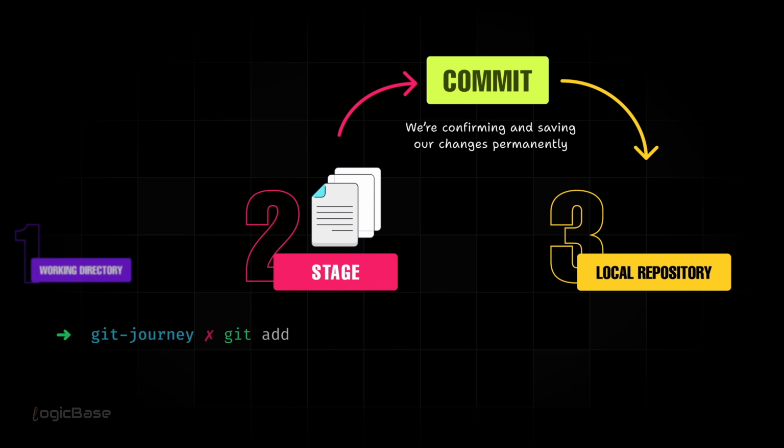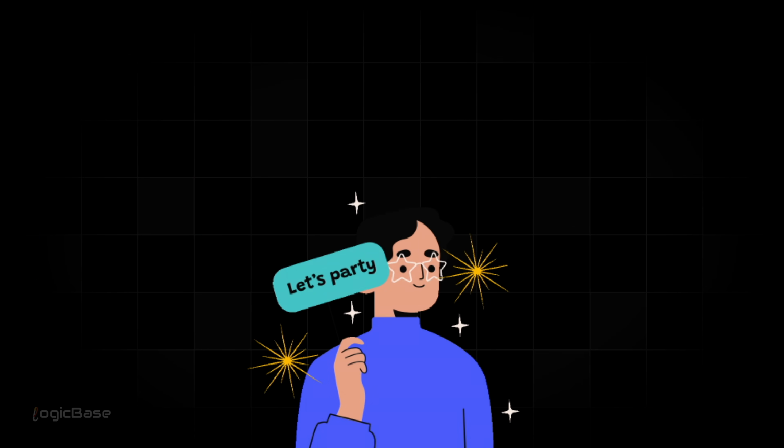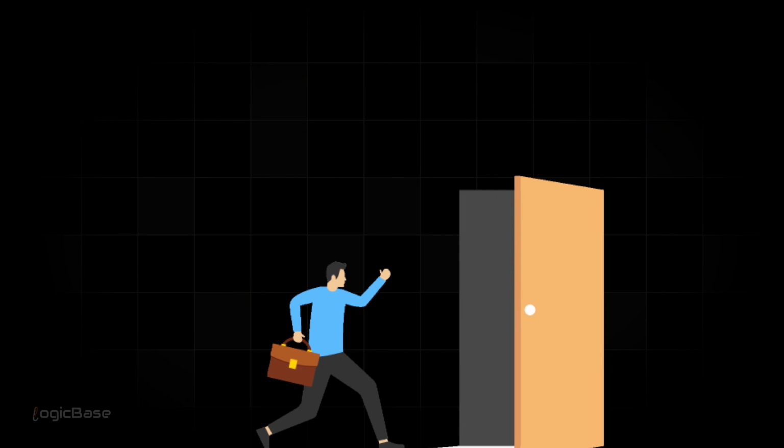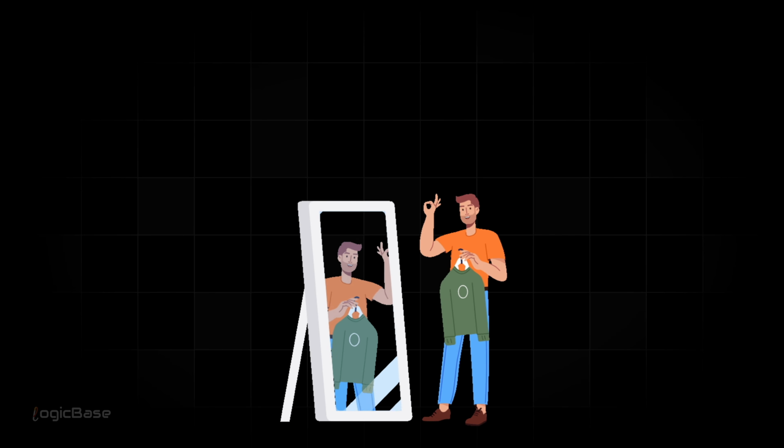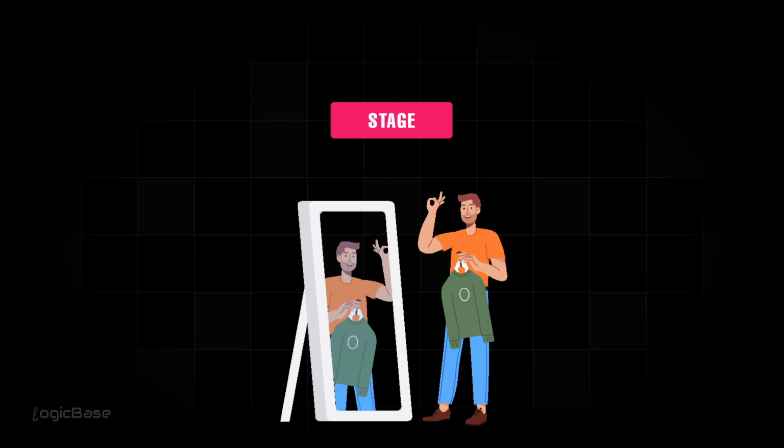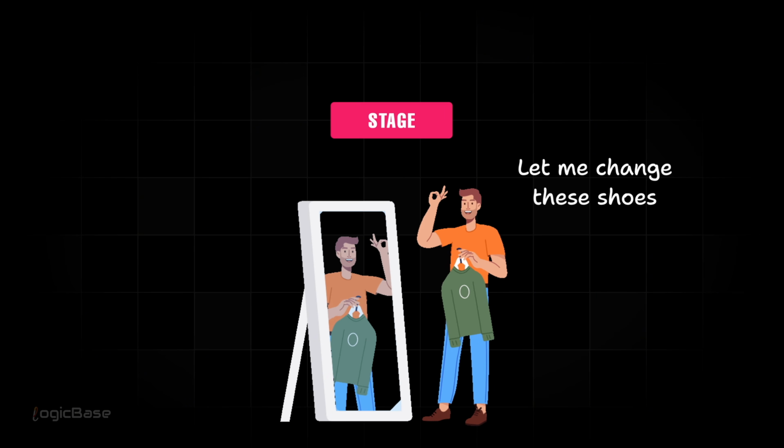You can think of it like getting ready for a party. You don't just walk straight out the door. First, you stand in front of a mirror and check your clothes, shoes, tie, and hair. Then comes the stage where you make adjustments. Maybe you realize this shirt doesn't look good, or let me change these shoes. That's an intermediate step. You haven't left for the party yet. You are just making sure everything is in order.